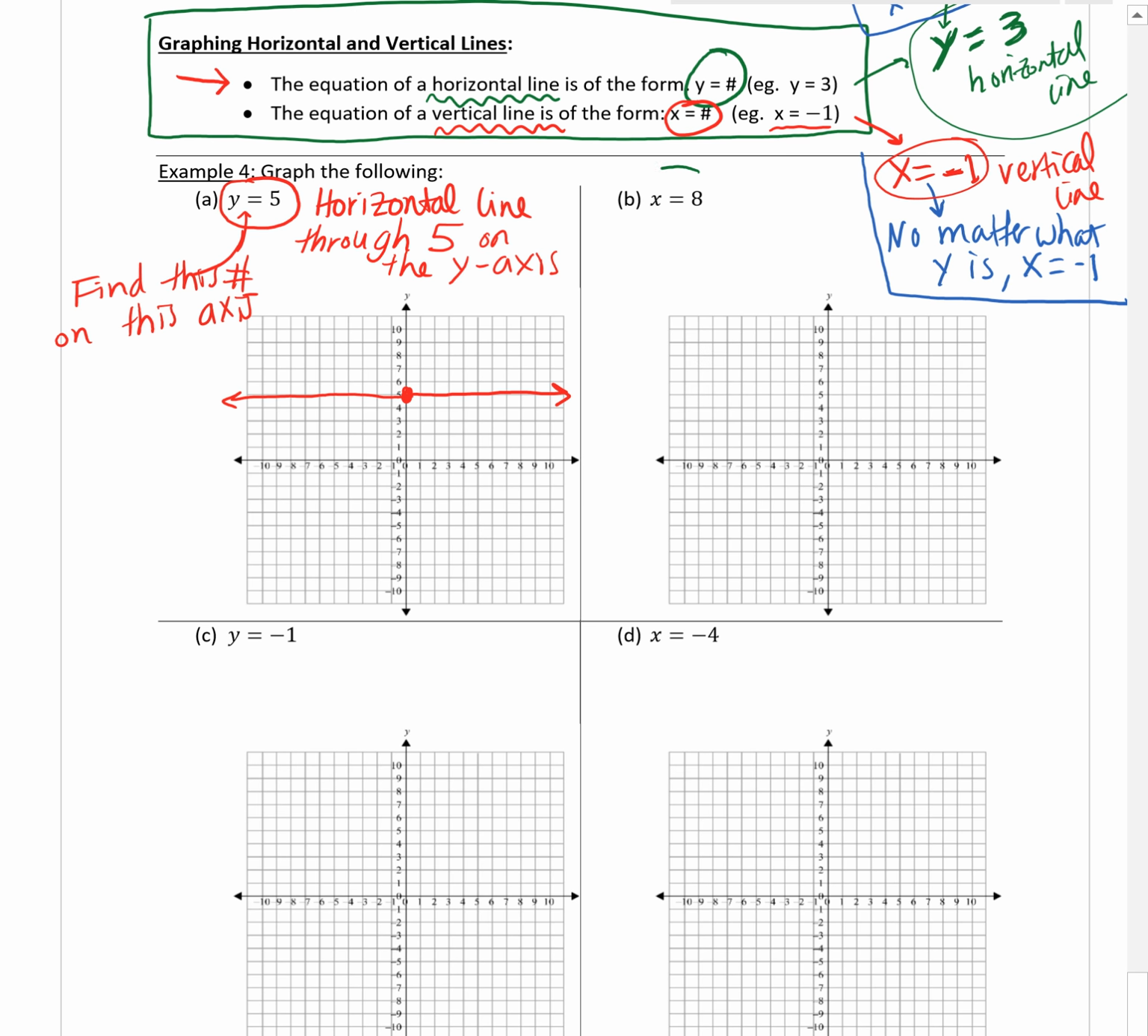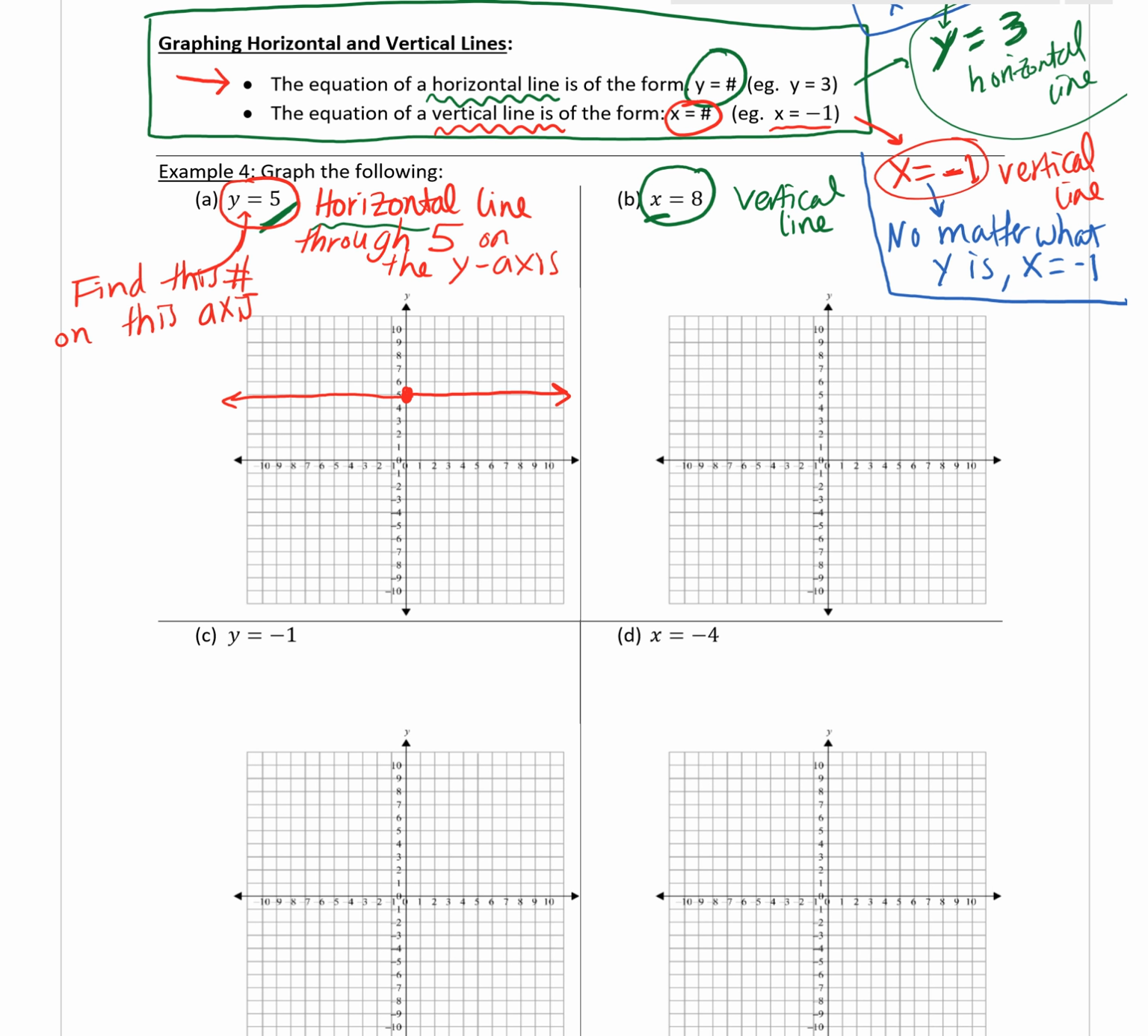Okay, let's try the next one. We've got x equals 8. So I remember that's a vertical line. The way I remember it is it's the opposite of the x and y axis. If you see x equals 8, think about the x-axis and what's the opposite of that? The x-axis is horizontal. The opposite of that is vertical. But like in the last one, I see y equals 5, let me think about the y-axis. The y-axis is a vertical line, but the opposite is horizontal, so it's horizontal. Ugh, it's confusing, but whatever helps you memorize it, that's the way to go.